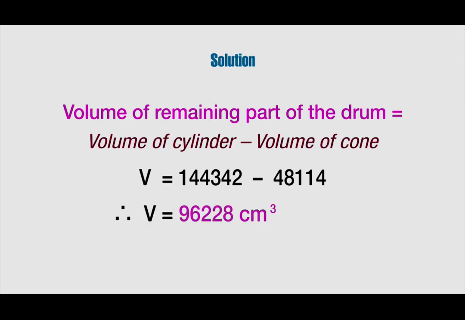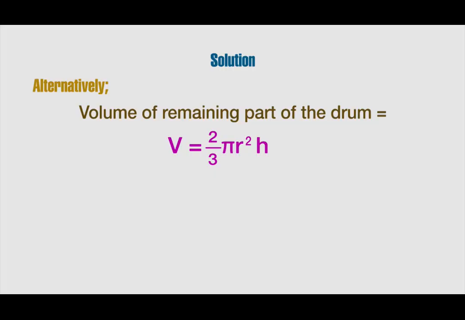Alternatively, we have learnt that the volume of the cone is 1/3 the volume of the cylinder. Therefore, if you remove the 1/3 from the whole, then the volume of the remaining parts will be 2/3 of the volume of the cylinder. So we can also state that the volume of the remaining parts is 2/3 pi r squared h.